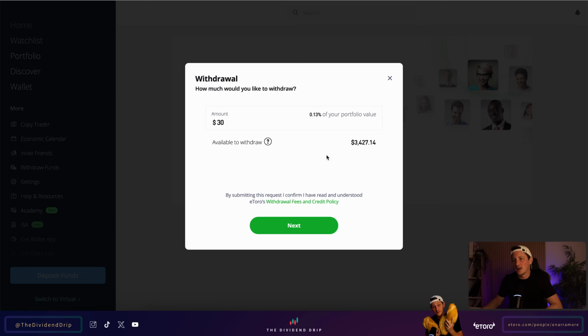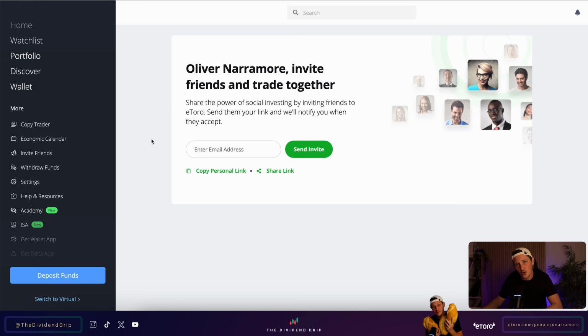Withdrawing your funds, I mean, it's fairly self-explanatory, right? So you add the amount in, how much you want to withdraw, and you go through to the next page and you withdraw it. Do be aware, to withdraw funds, you have to withdraw it to the same account that you used to put the money into eToro. You have to use the same one.